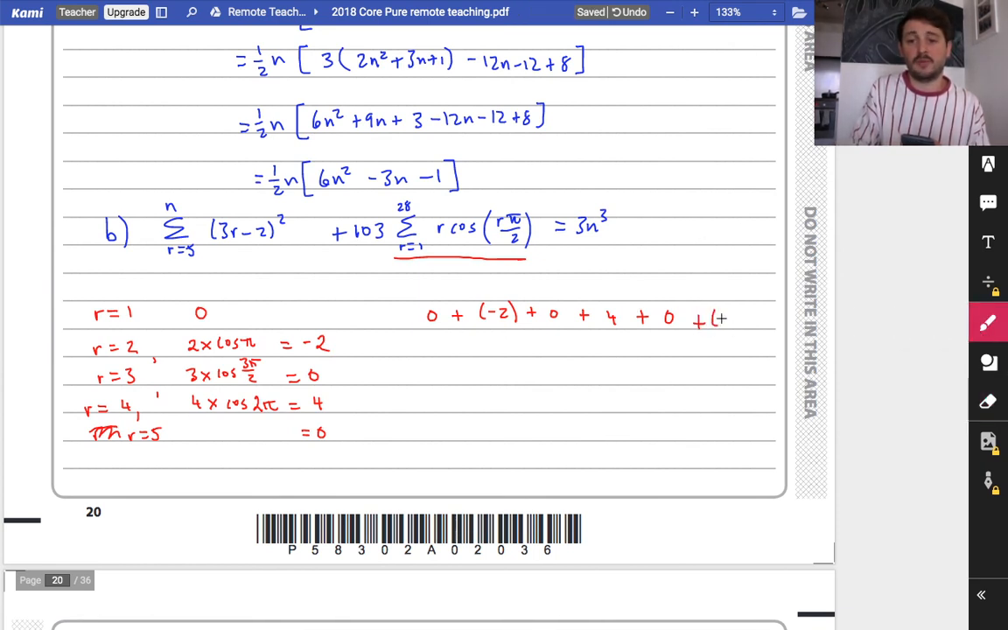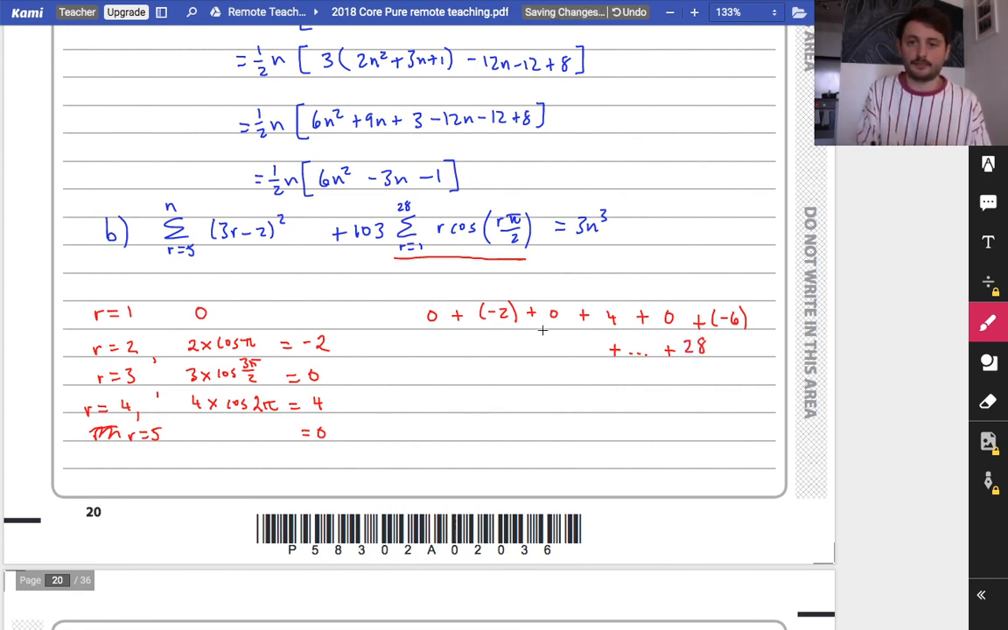Plus, the next one would be minus 6. It's just going to change this whole sequence like this, and it's going to keep going, only having them go up and down like that, until we get to the last one, which will be 28. And you can see that the multiples of 4 are the positive ones.